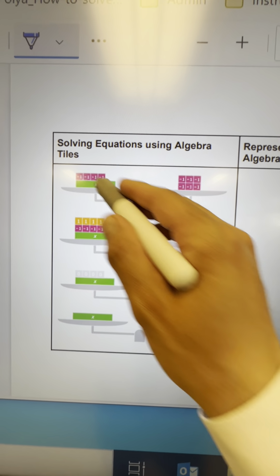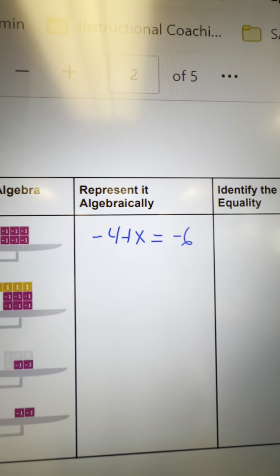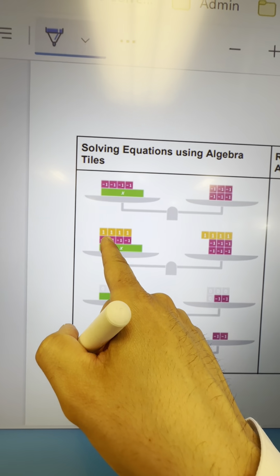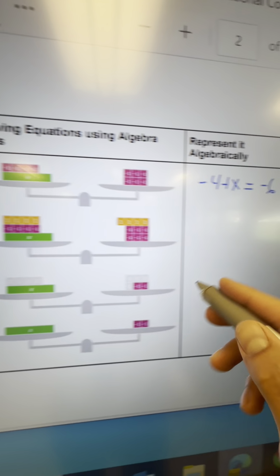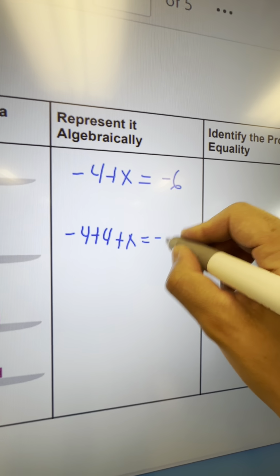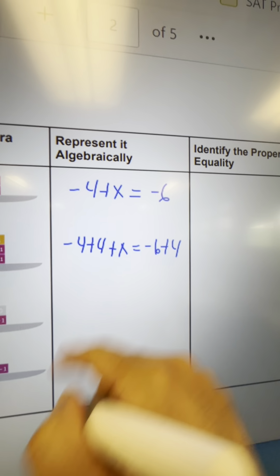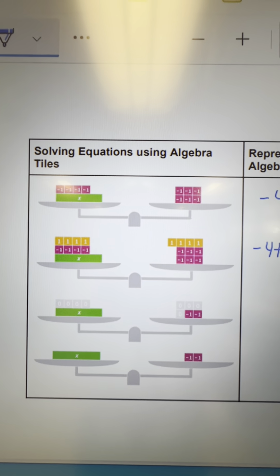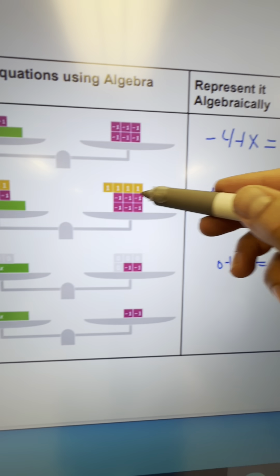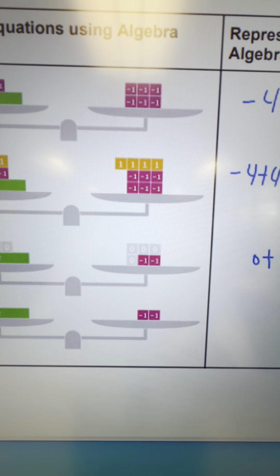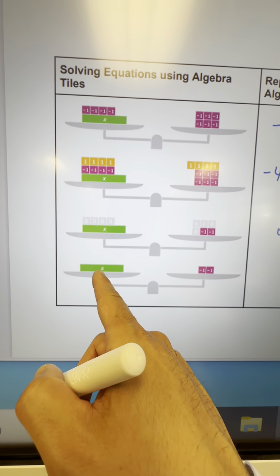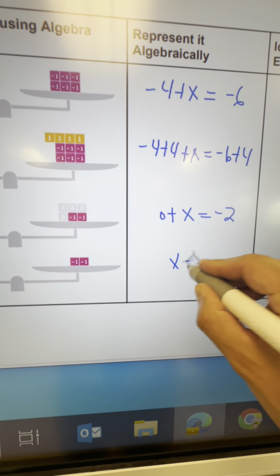Here's problem number 2. We're going to represent this algebraically. What's the equation? Here's my equation: negative 4 plus x equals negative 6. In the next step, they added 4 positives on both sides. So I'm going to write down negative 4 plus x, and then negative 6 plus 4. I added 4 positives on both sides. Next, they combine the 0 pairs. 4 0 pairs, we end up with 0 here. Combine these 0 pairs here, and we're left with 2 negatives left over. So 0 plus x equals negative 2, and you're left with x equals negative 2 as your solution.